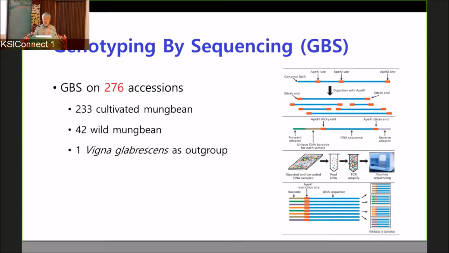And using this genome sequence data, we tried to evaluate the genetic diversity of mungbean collections. About 276 accessions were collected from 24 different countries. Out of 276 accessions, 233 are cultivated mungbean and 42 are wild mungbean, and we used one different Vigna species as an outgroup.